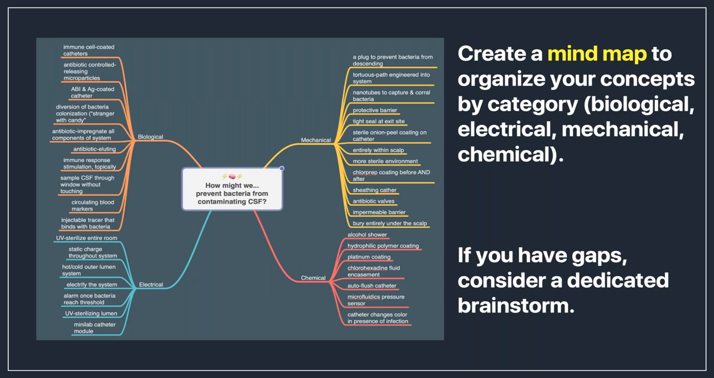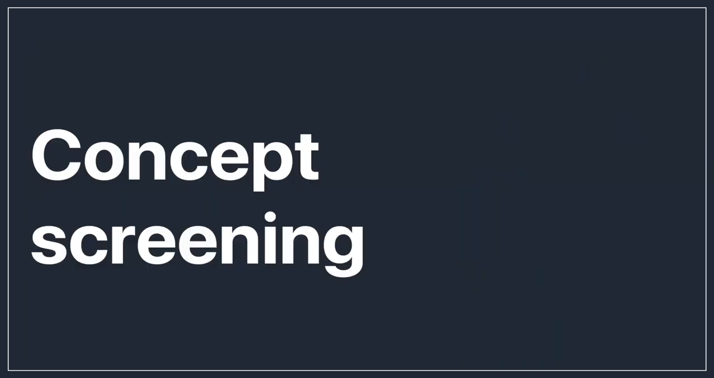There are different types of software for mind maps. There's something called MindMeister. I think this one I made with something called MindNode, for the Mac. But if you just Google mind map software, you'll find that there are a ton of free and low-cost options.